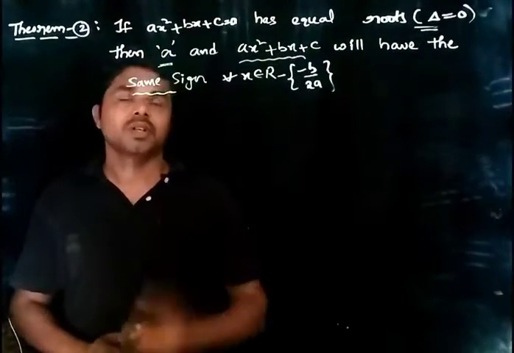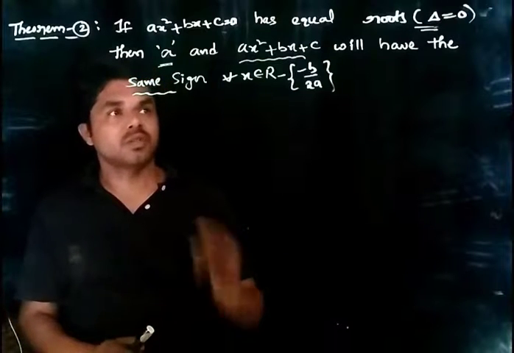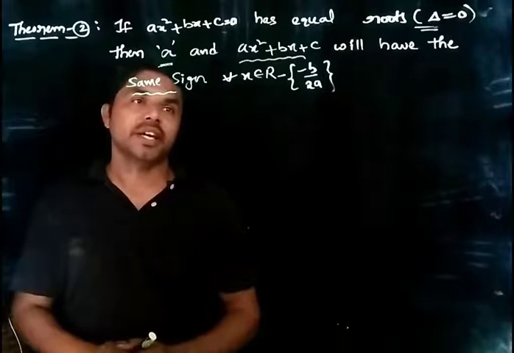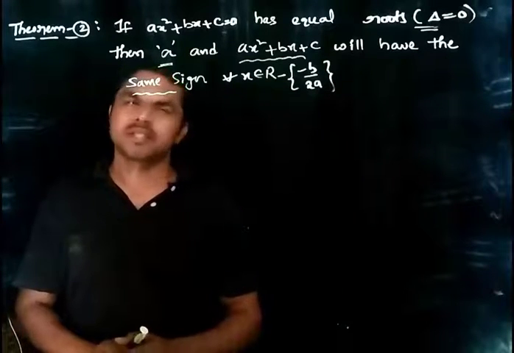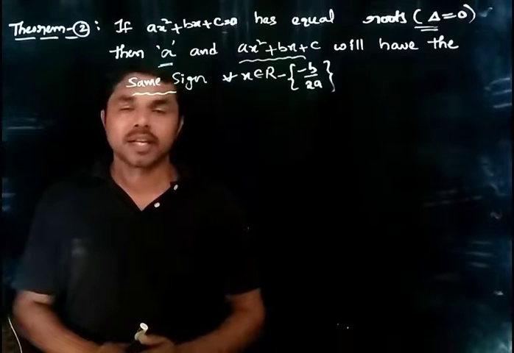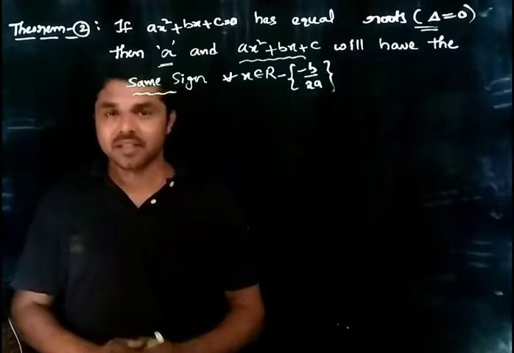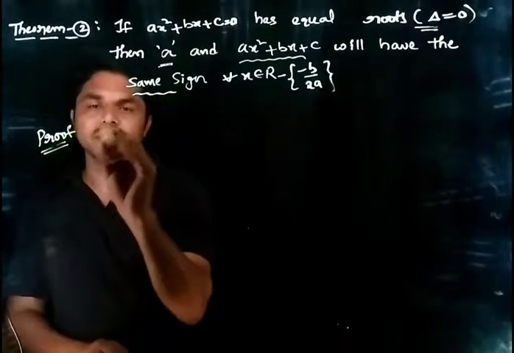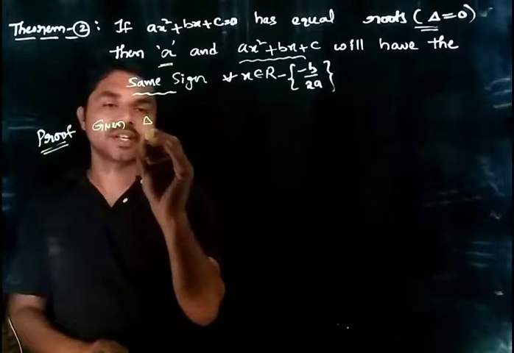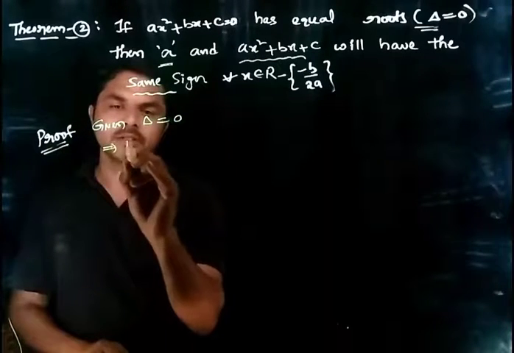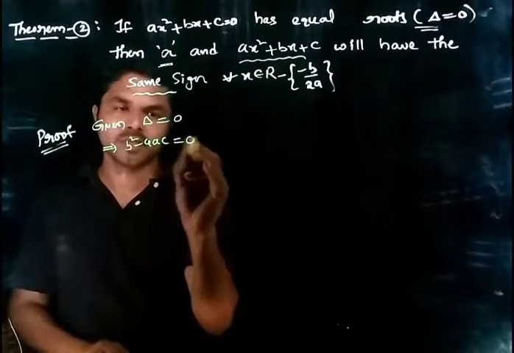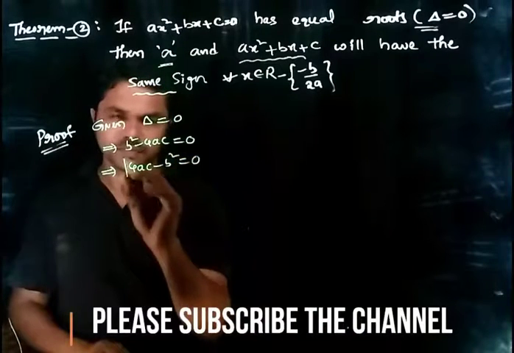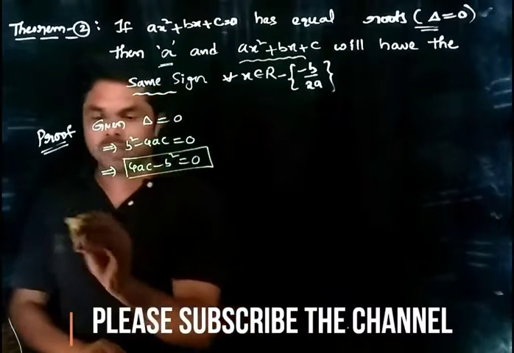Theorem 2. If ax square plus bx plus c equal to 0 has equal roots, that means delta is equal to 0, then a and the expression will have the same sign for all x except x equal to minus b by 2a. Right. Now come to the proof. Here it is given in the question delta is equal to 0. That means b square minus 4ac equals 0. So we can write 4ac minus b square equal to 0. Keep it in a box.